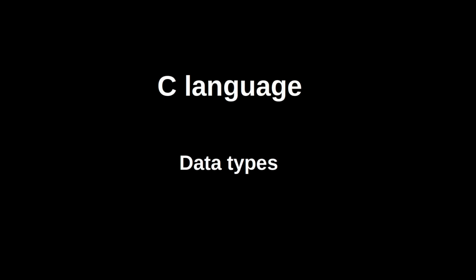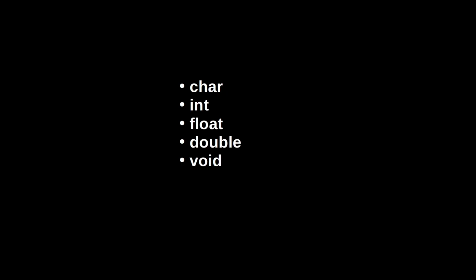Hello, today I will be talking about the basic C types. There are 5 basic types: char, int, float, double, and void. First, we have char, which is used to store one single character. Next, we have int, used to store integer values like 10.